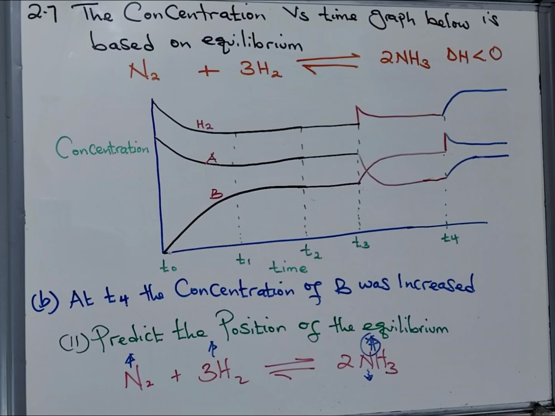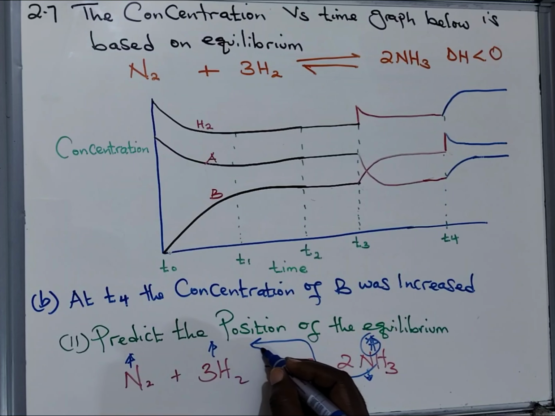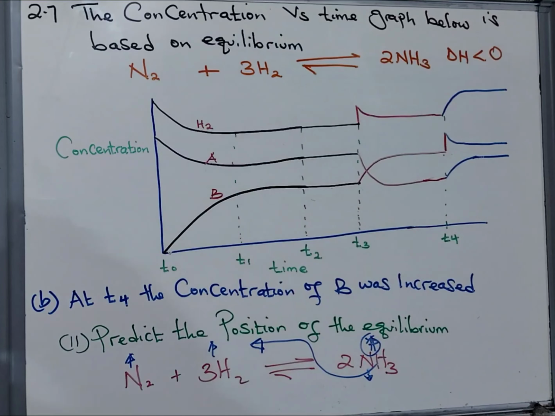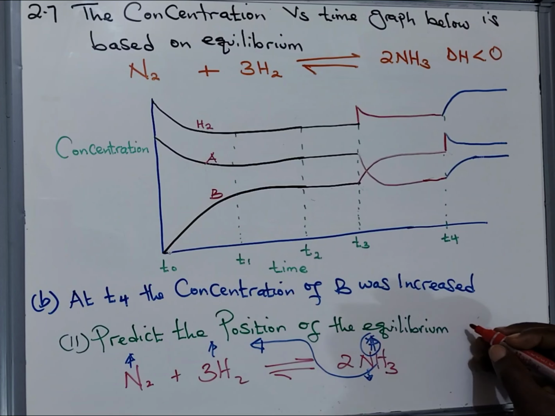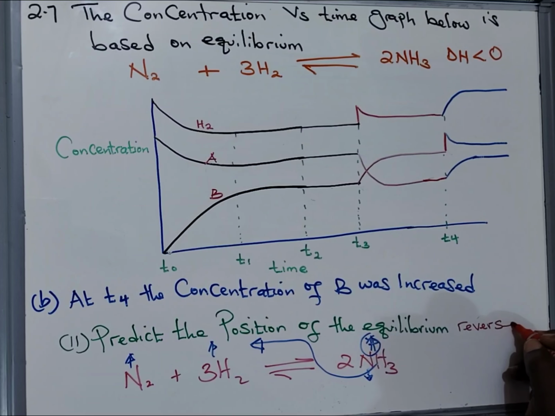Okay. Now they want us to predict position of equilibrium. Position is from low to high. So it's going to be like that one. And what is that? Reverse is favored. So that's the answer. Reverse reaction is favored.